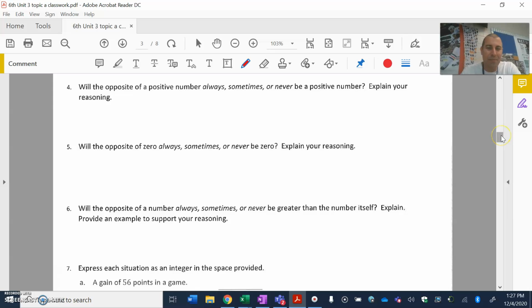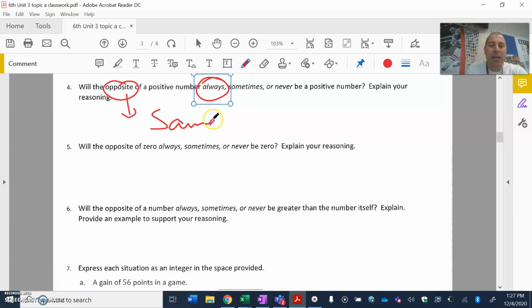All right, let's see what else we got here. Always, sometimes, or never. Well, the opposite of a positive number is a negative. Yes, so it is always, and that's one of those things where we can just circle it there. It's not sometimes. A positive number, the opposite of it is going to be a negative. Don't worry about the explaining there. We could get into, oh, I guess I will. Oh, you know what? I am going to have you write it down. Ready? Because this is a different opposite. This goes back to your vocabulary from your notes.